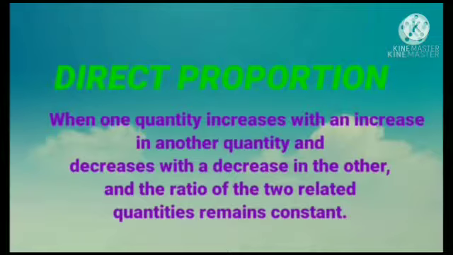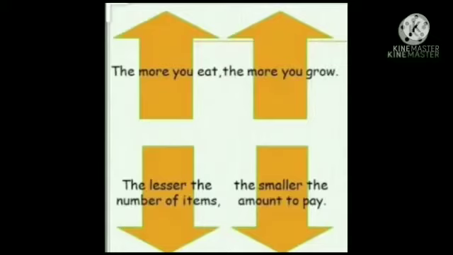Direct proportion means when one quantity increases with an increase in another quantity and decreases with a decrease in the other, and the ratio of the two related quantities remains constant, it is known as direct proportion. Means both the quantities increase or both the quantities decrease. Clear? But here your ratio will remain constant. Constant means same.